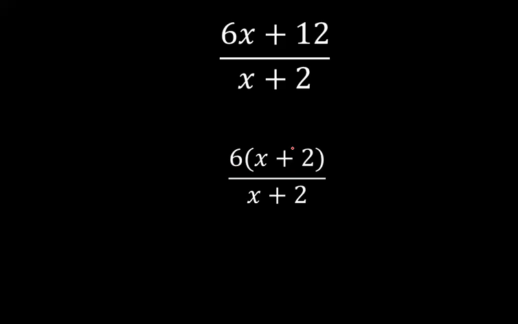And anytime we're dividing and we have common factors, we can divide those out. So I'm going to cancel out or divide out the x plus 2, making that 1, because x plus 2 divided by x plus 2 is 1. So that leaves us with 6. Okay, so this would be our answer right here. So this rational expression simplifies all the way down to just a whole number 6.